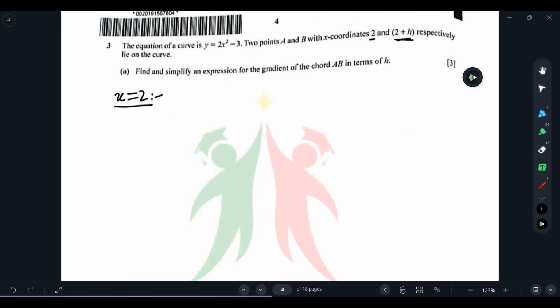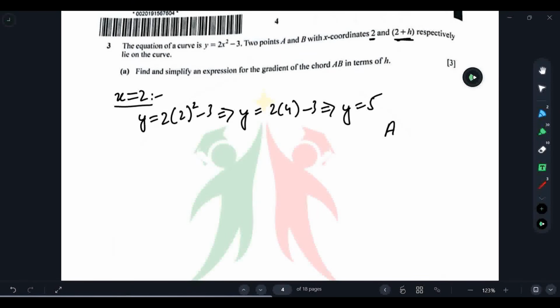So when x coordinate is 2, we need to find out the corresponding y coordinate. When x is equal to 2, we have to find out the y coordinate. So y will be equal to 2 into 2 square minus 3, which means y is equal to 2 into 4 minus 3, and if we simplify it, y will be equal to 5. It means that the coordinates of A will be, when x is 2, y will be 5.